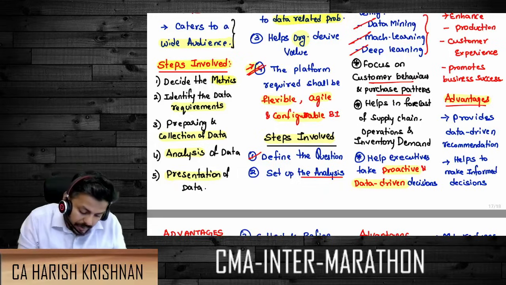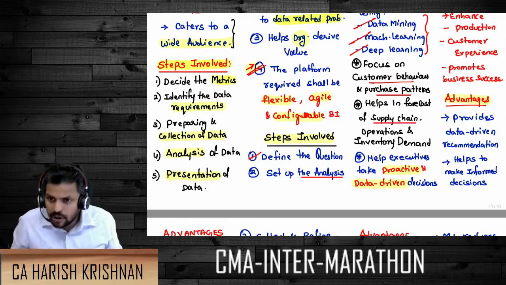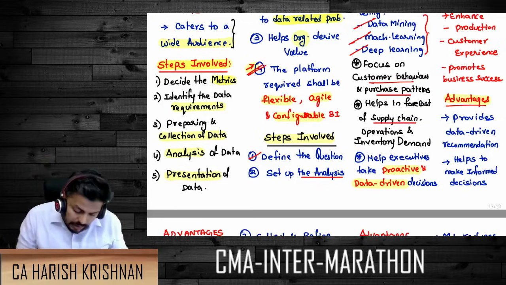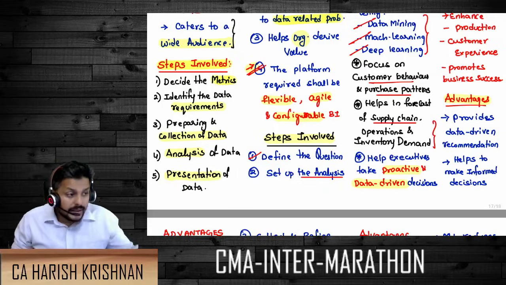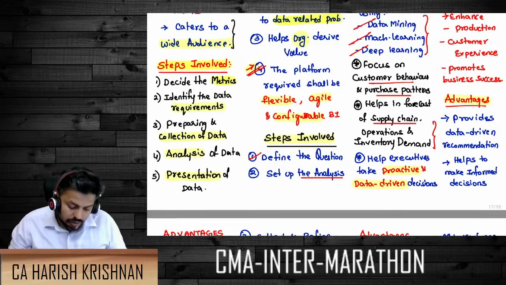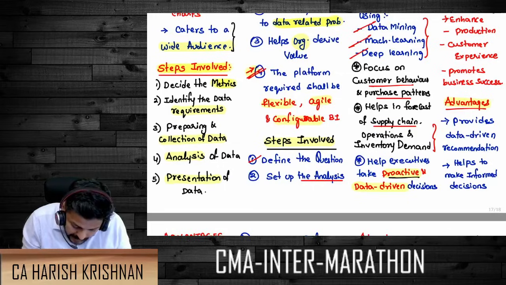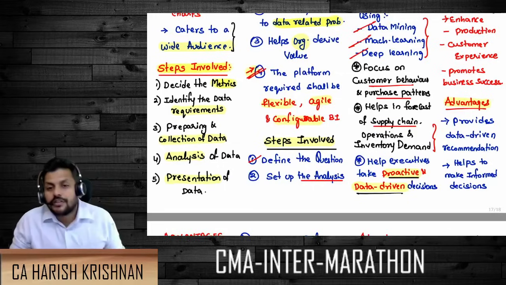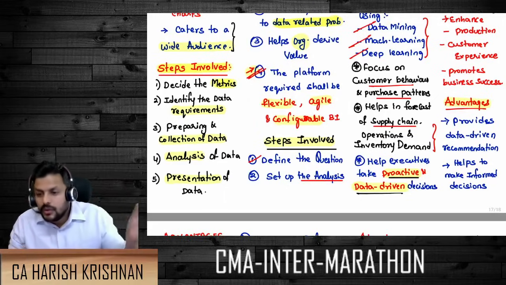It also helps in forecasting the supply chain, how much stock you have to keep. I gave all these examples in class, right? For inventory demand, should you go for just in time, will it work? In some cases it may not work. So all the details that are needed will also be prepared. Plus it helps executives take proactive and data-driven decisions rather than blindly predicting something out of nowhere. Use the data.